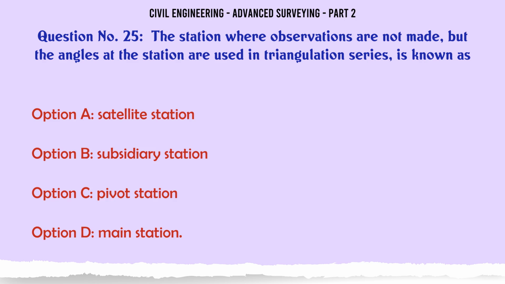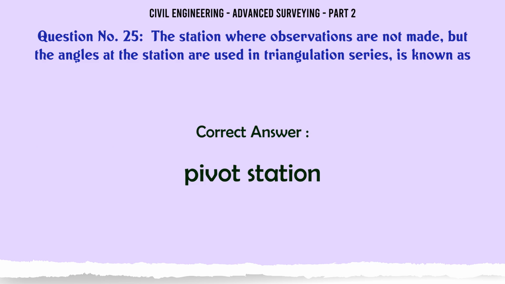The station where observations are not made but the angles at the station are used in triangulation series is known as A. satellite station, B. subsidiary station, C. pivot station, D. main station. The correct answer is pivot station.